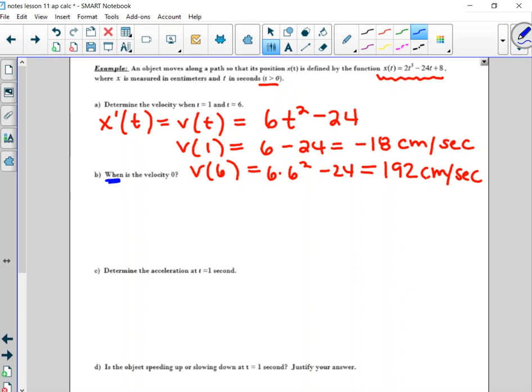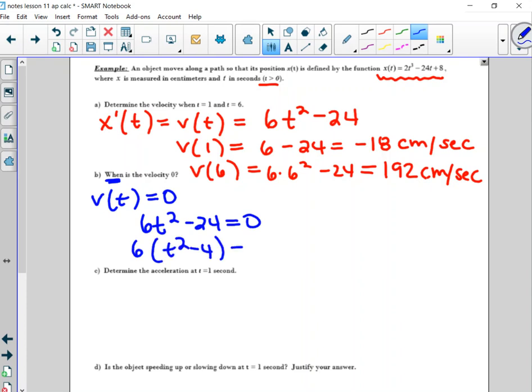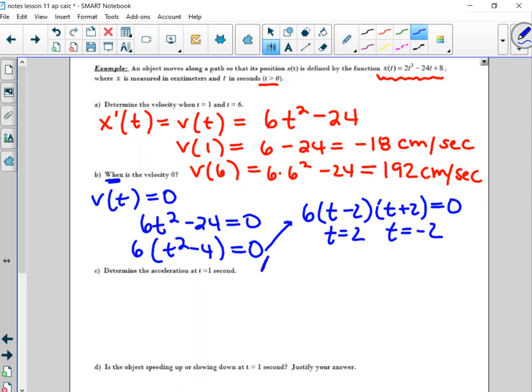When is the velocity 0? So velocity equal to 0 is what we're looking at here. So 6t squared minus 24 equal to 0. A couple different options for solving this. If you want to factor, just get a little algebra 1 going. So factor out a 6. So then 6 times (t minus 2)(t plus 2) equals 0. So algebraically, my solutions are 2 and negative 2.